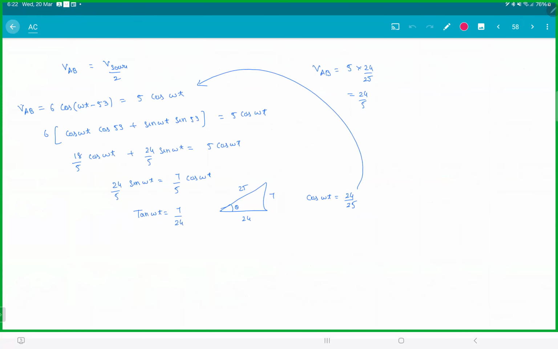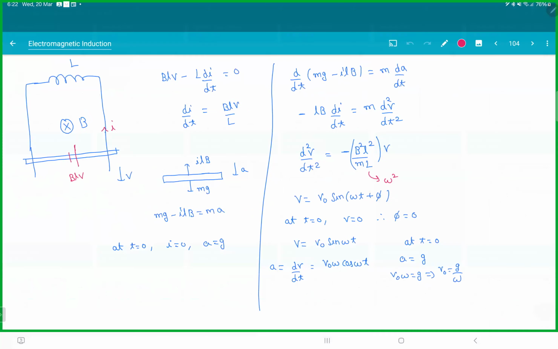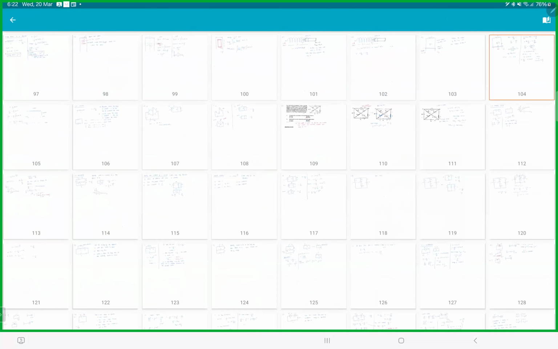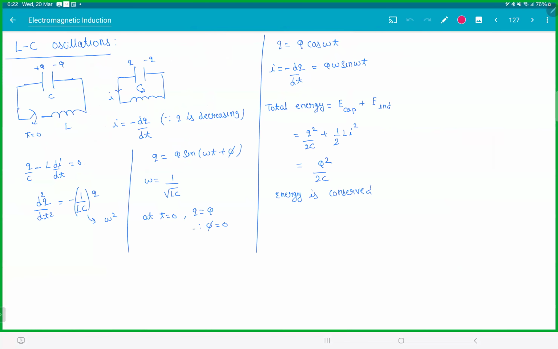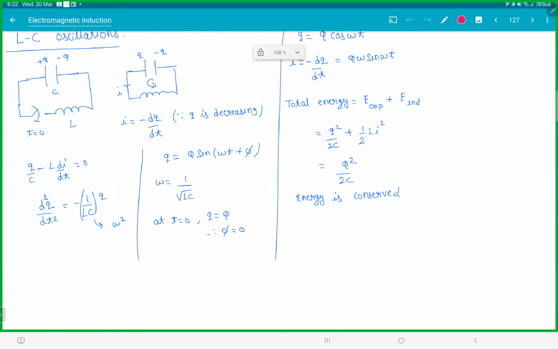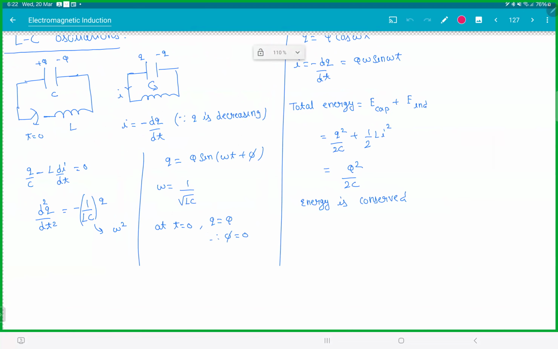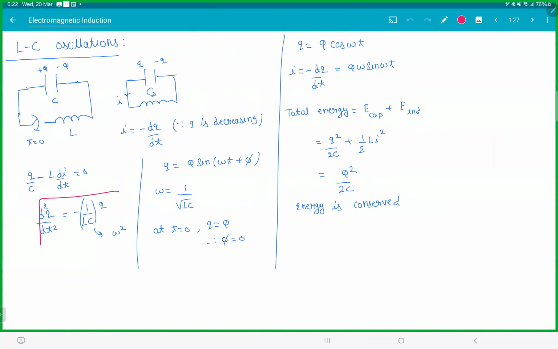In EMI only, actually, we'll encounter this again. If you look at this function here, can you see this again, a differential equation? d square q by dt square is minus 1 by LC into q. So we can write q is equal to Q sine(omega t plus phi). So you will see these kind of functions repeatedly at different places. So it is not about SHM. This is a differential equation whose solution is this.